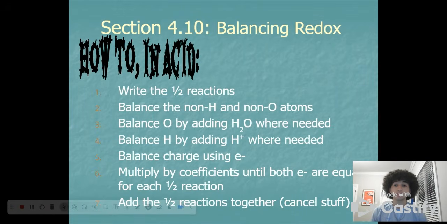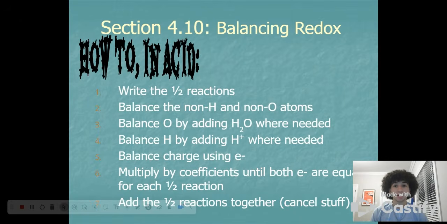Now here's the approach. First, you want to identify the 2 half reactions, one for oxidation, one for reduction. Split the overall reaction into the species that's losing electrons and the species that's gaining electrons. Next, balance all atoms except hydrogen and oxygen first. If you have iron 2 ion, that becomes iron 3 ion, that's already balanced. If you have permanganate ion, that becomes manganese 2 ion, the manganese is balanced, one on each side.